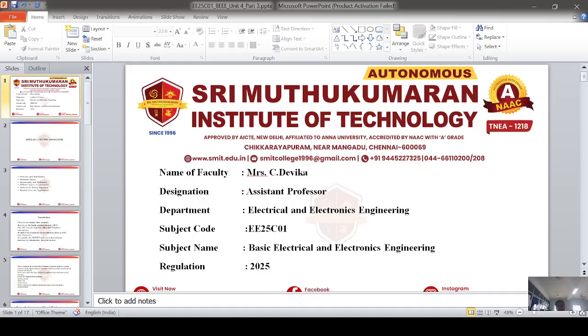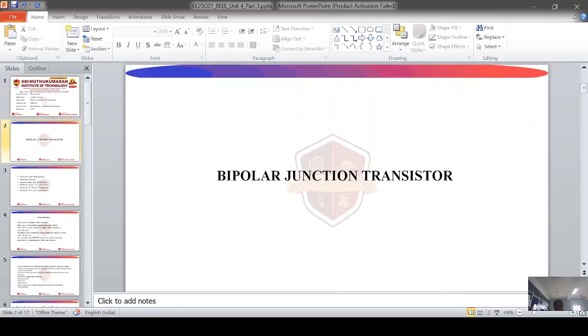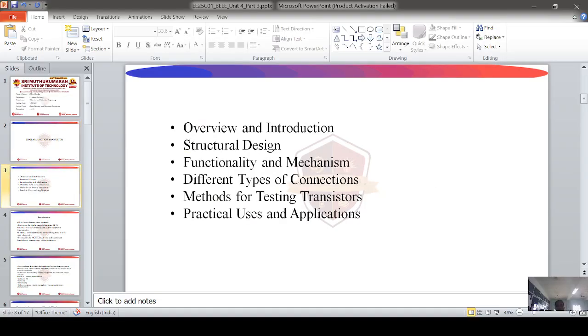The subject is W25C04 Basic Electrical and Electronics Engineering for 2025 regulations. In this presentation, we are going to discuss the topic bipolar junction transistor, BJT. It is an important semiconductor device widely used for amplification and switching applications. Overview and introduction: it covers the structure, working principle, transistor configurations, testing methods, and applications of the bipolar junction transistor.